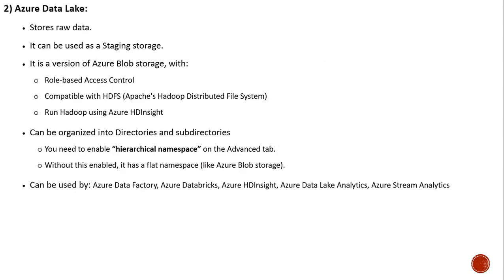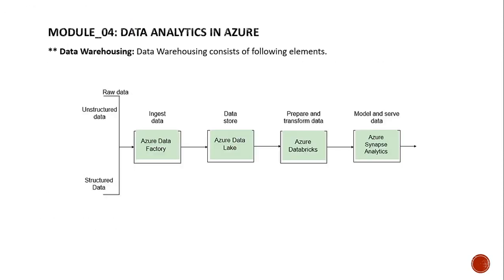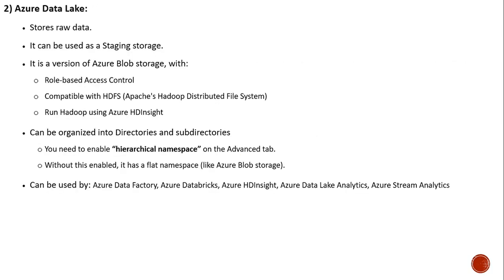The next we have is Azure Data Lake. Now Azure Data Lake is used to store raw data. We have seen earlier in the image that Azure Data Lake serves the purpose of a data store. Now it can be used as a staging area. So before transforming the data, we can store this data, and it can serve the purpose of a staging area.